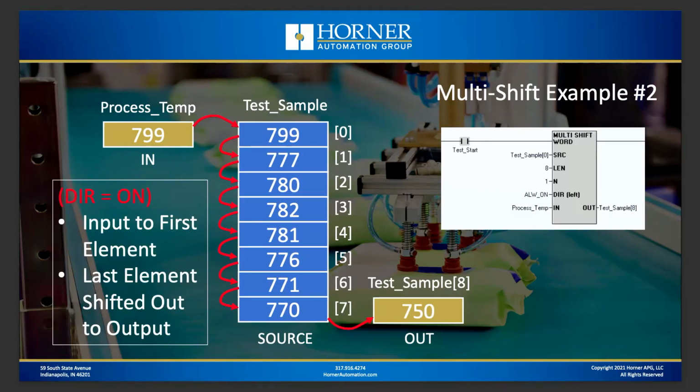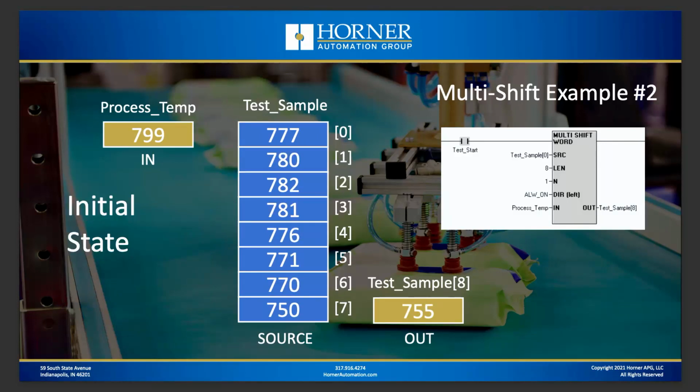Again, when we shift left, we need to make sure our direction input is on. We're going to take our input value, move it into the very first element, in this case element 0, and then we're going to take the last element, in this case element 7, and move it to the output side of things, and then everything else shifts, as you can see there, based on the direction of those arrows. Now, I drew this top to bottom this time instead of right to left, but hopefully you get the idea here. Now let's go back to looking at our data as it started.